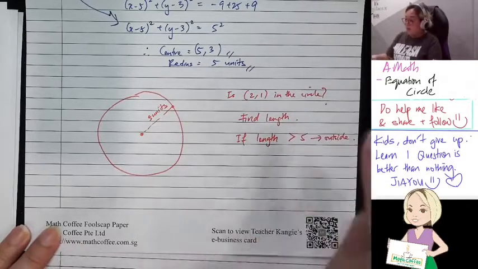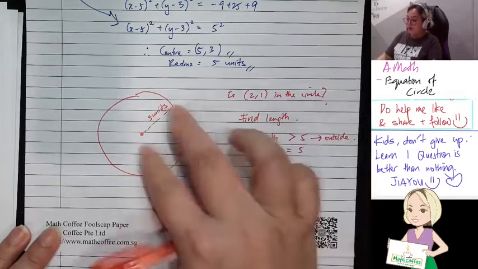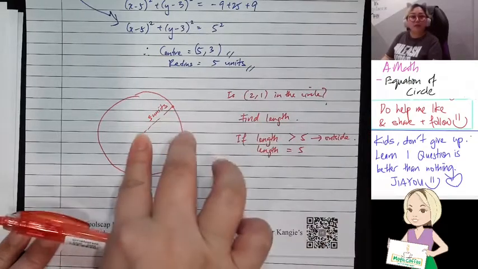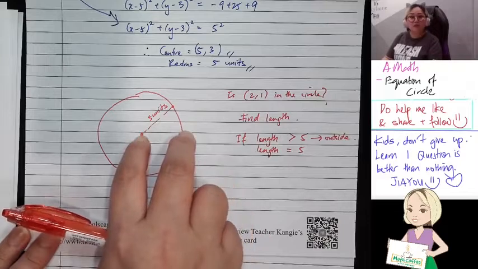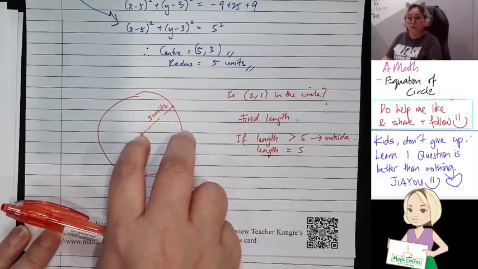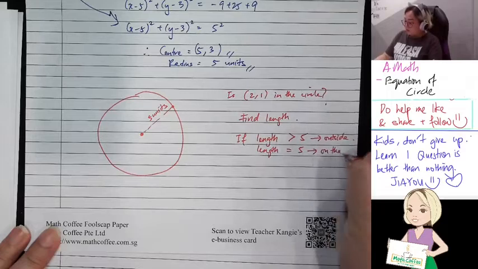And if my length is equal to 5, imagine the point is here. Then I find the length, and it is equal to the radius. If it's equal to the radius, it means that it's on the circle. Agree or not? So this is on the circle.